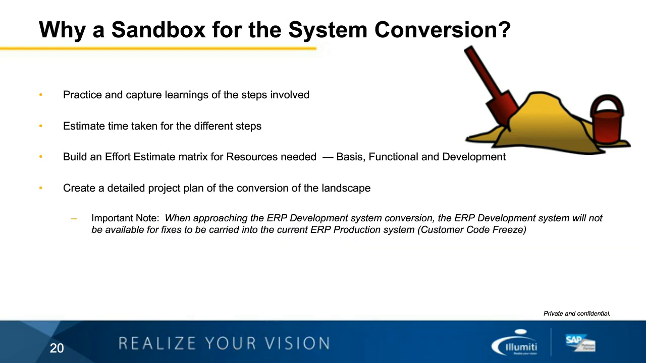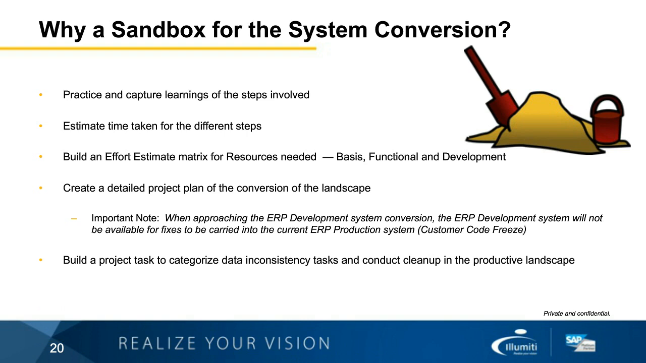And the one thing I emphasize again here is that remember that once you move into the development system conversion, you have to freeze your customer code and your customer support unless you have a workaround of doing that directly in QA and production in the interim. And then build a project task to categorize any data inconsistencies. So you might find that there are data inconsistencies. There's probably some poor data that needs to be migrated, but it needs to be managed. That will have to be something that you would want to document through this process.